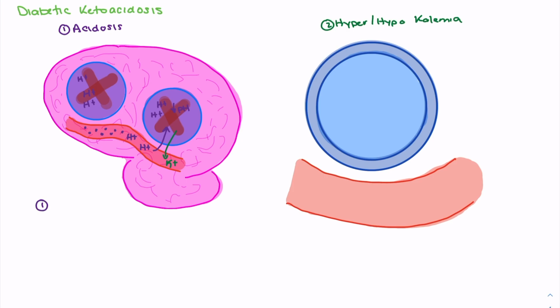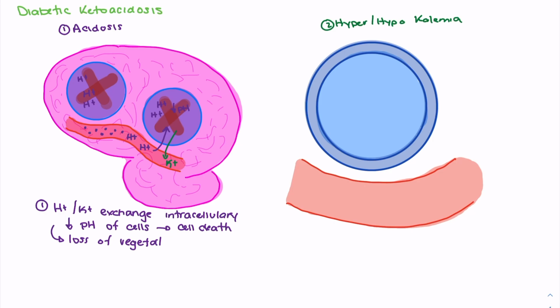So one of the big consequences of acidosis is we see hydrogen and potassium exchange intracellularly, which is going to reduce the pH of the intracellular environment, or we start to see the cells become more acidotic. So we start to see a decrease in cellular pH, and eventually that will lead to cell death. And in the brain, one of the big challenges with this is that we start to see a loss of vegetative functions. The other problem when we look at acidosis is that acidosis will impact the ability of the cardiac myocytes to perform their function.